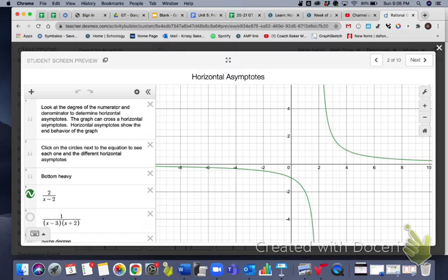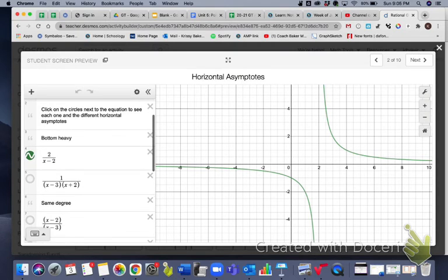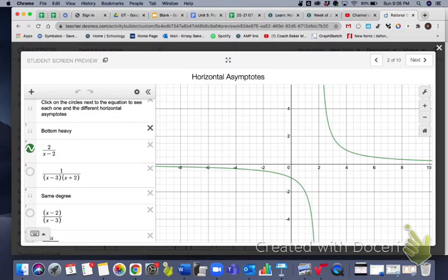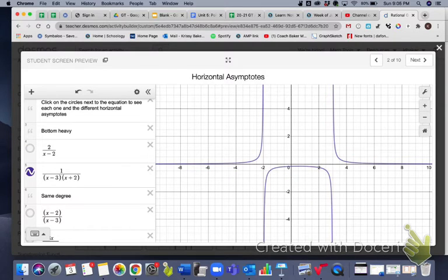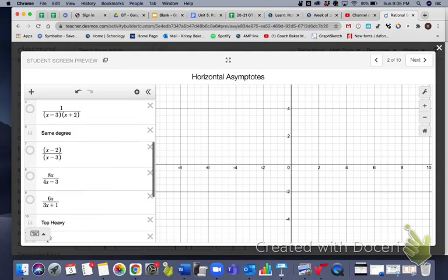Horizontal asymptotes, okay? It depends on the degree of the top and the degree of the bottom. If it's bottom heavy, your ends are approaching 0 in both of those cases. The middles can look different, but your ends are approaching 0. Same degree would divide those leading coefficients. So I've got right here, leading coefficient, I have 1/1, so y equals 1 is my horizontal asymptote. 8/4, y equals 2 is my horizontal asymptote. 6/3, y equals 2 is my horizontal asymptote.